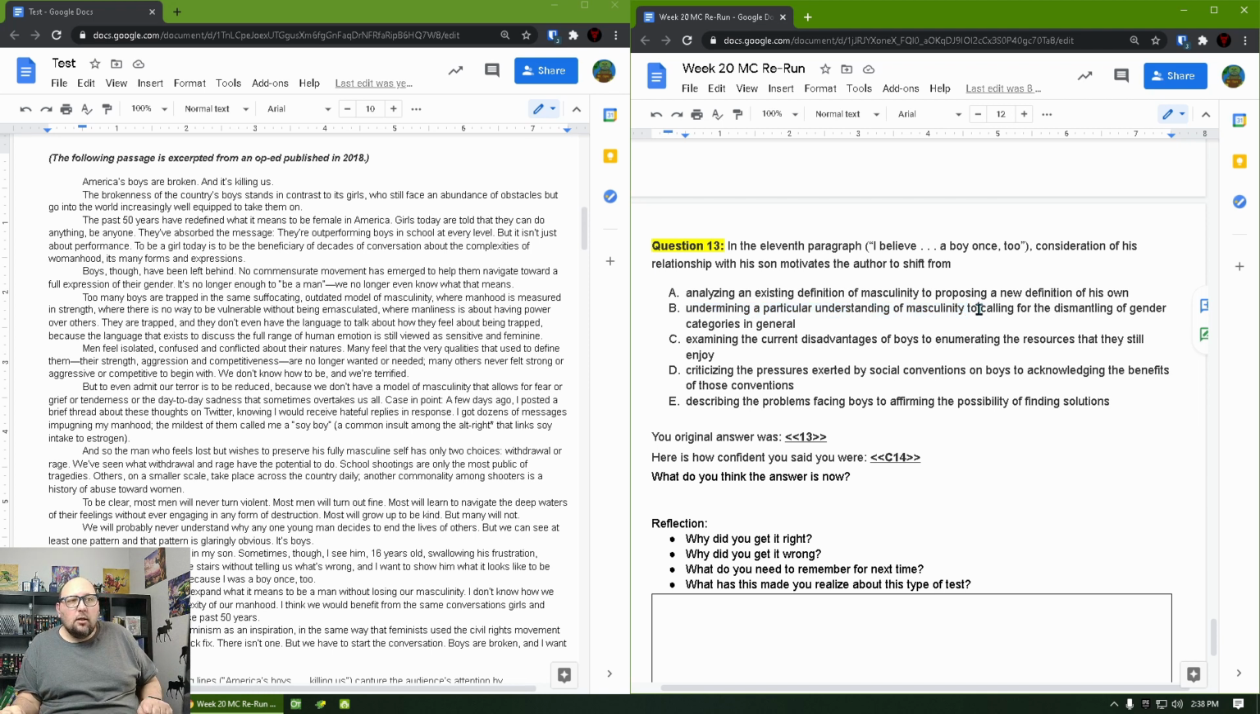Second part, calling for the dismantling of gender categories in general. For that part to be true, he would be ending by saying, we need to get rid of boys and girls and men and women and pretend there's no gender at all. Get rid of all gender stuff. And he's not saying that. Nowhere does he say we need to get rid of all gender categories.